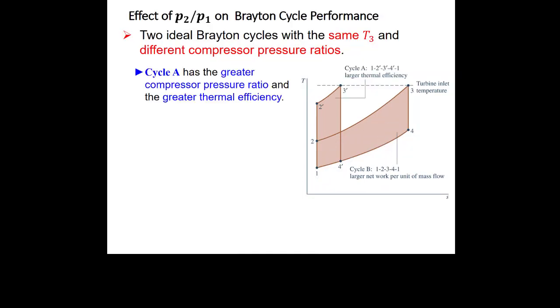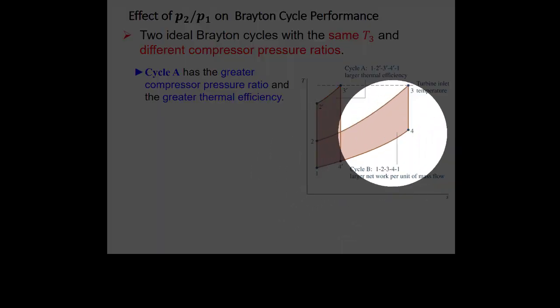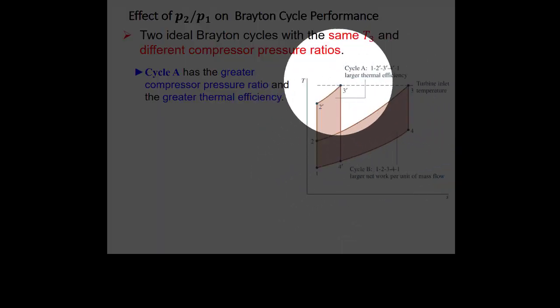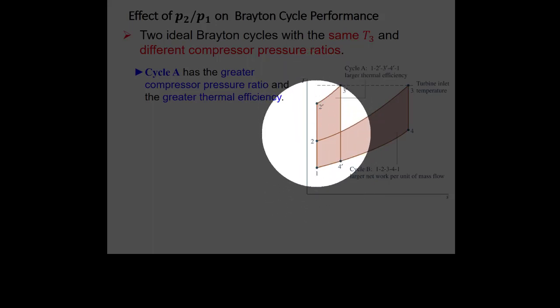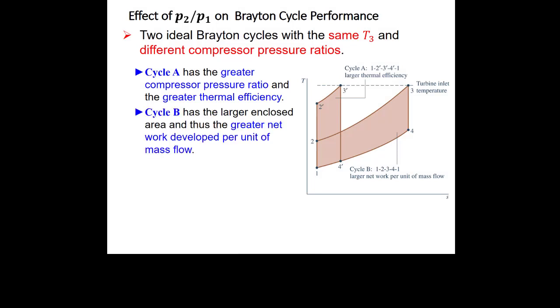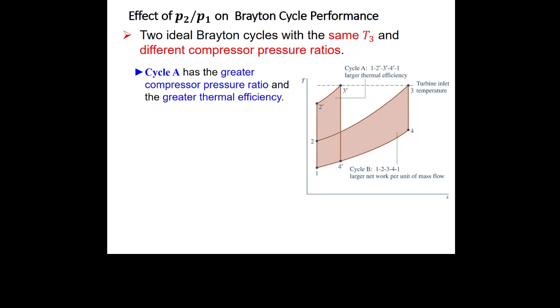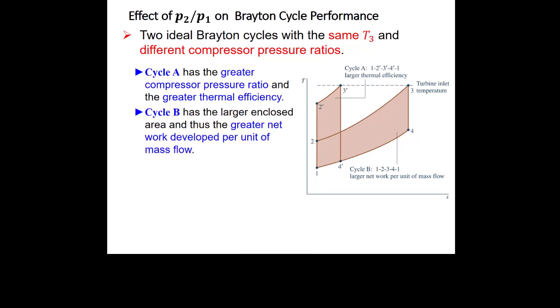Now, in this case, cycle A, which is from 1 to 2 prime to 3 prime to 4 prime to 1, has the greater compressor pressure ratio. You can see that because each one of these lines is a constant pressure, and from 1 to 2 is a shorter distance than 1 to 2 prime. So this is the bigger pressure difference, and that has bigger thermal efficiency. So the higher compressor pressure ratio gives you bigger thermal efficiency.